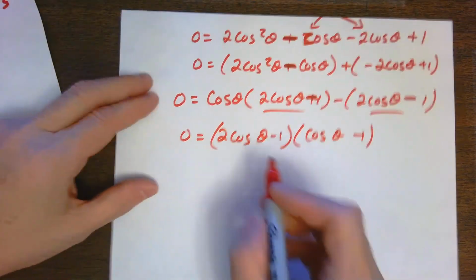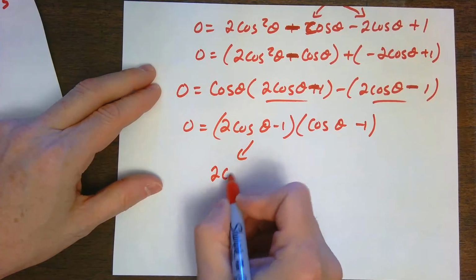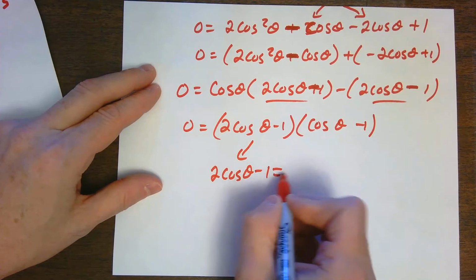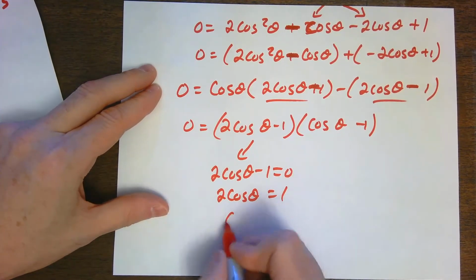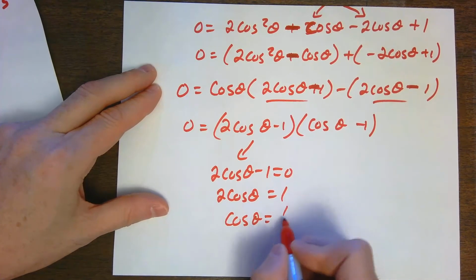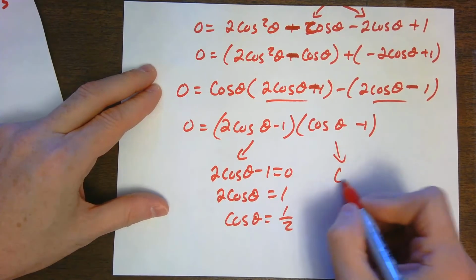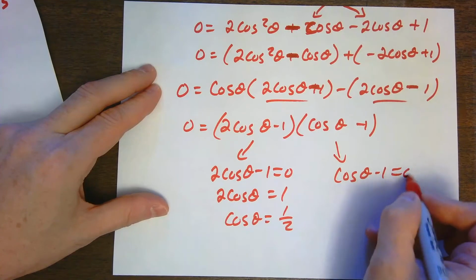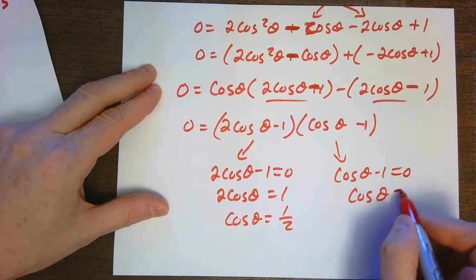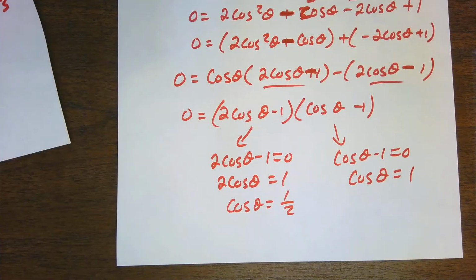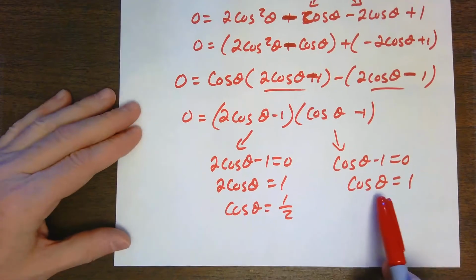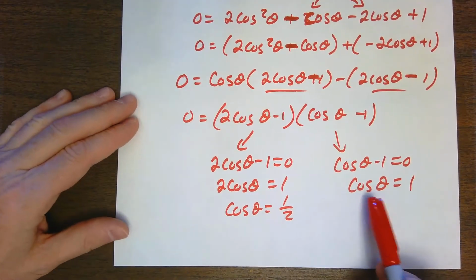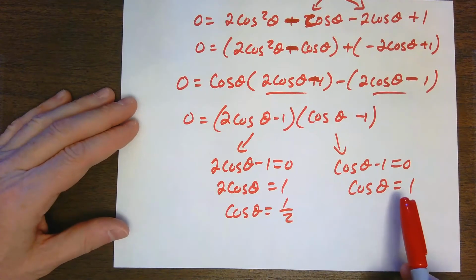Set each factor equal to 0 and solve. 2 cosine theta minus 1 equals 0. 2 cosine theta equals 1. Cosine theta equals 1/2. Cosine theta minus 1 equals 0. Cosine theta equals 1. And then I have to think to myself, well, where on my unit circle does cosine equal 1/2 and cosine equal 1?